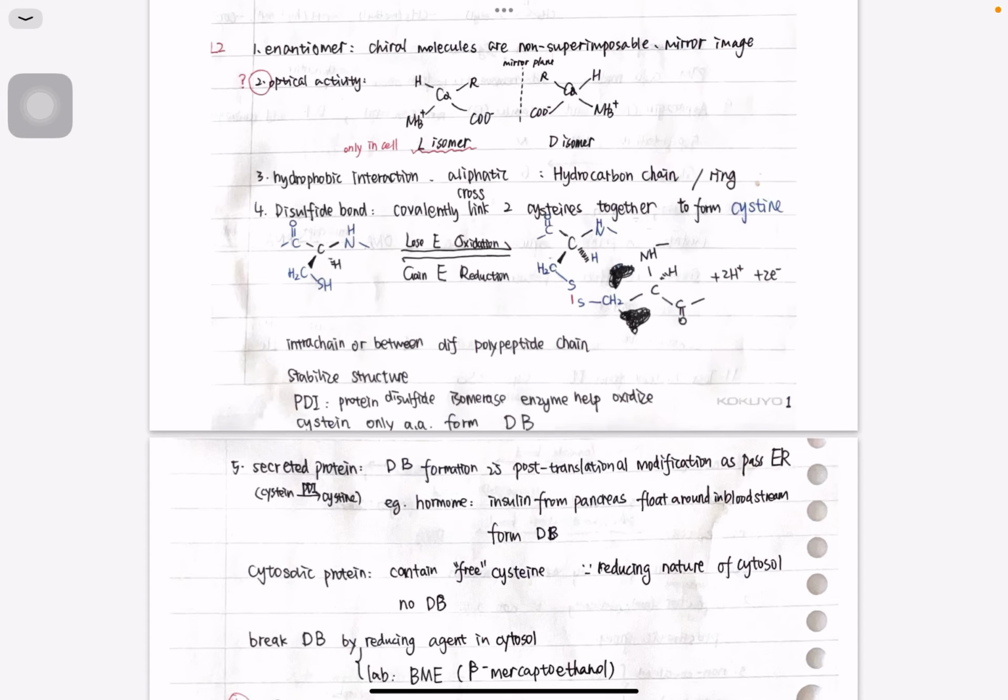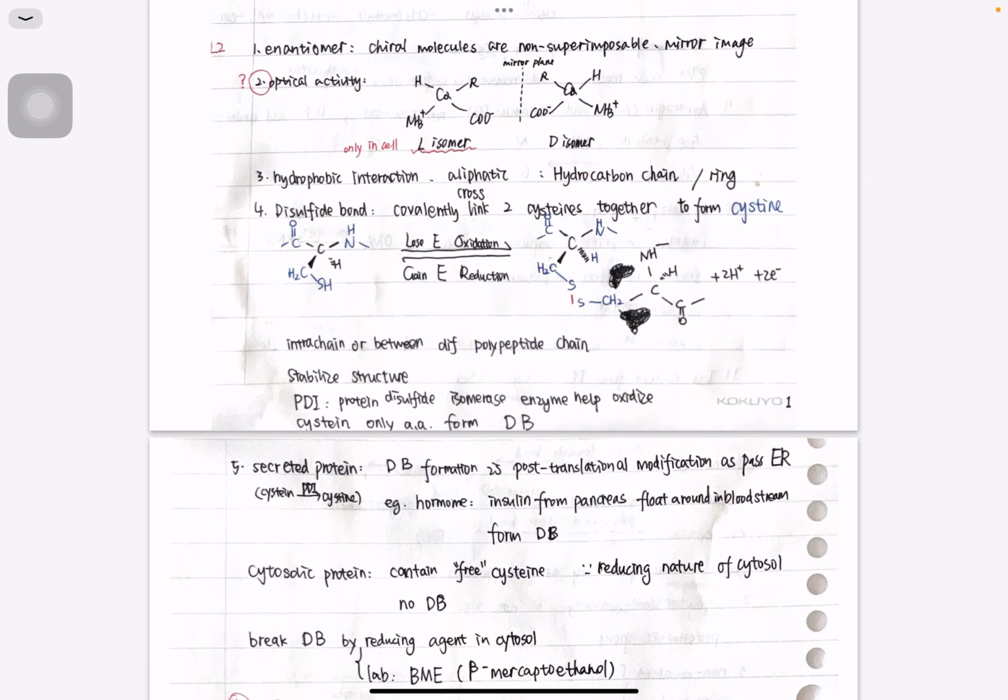Let's review some key concepts of the 20 amino acid lecture. The enantiomer, as we learned in chemistry, is a chiral molecule with a non-superimposable mirror image. It's like our left hand and right hand: they're mirror images, but they can't stack on each other and totally overlap. And optical activity, that's not that important in this class. This is the focus on organic chemistry.